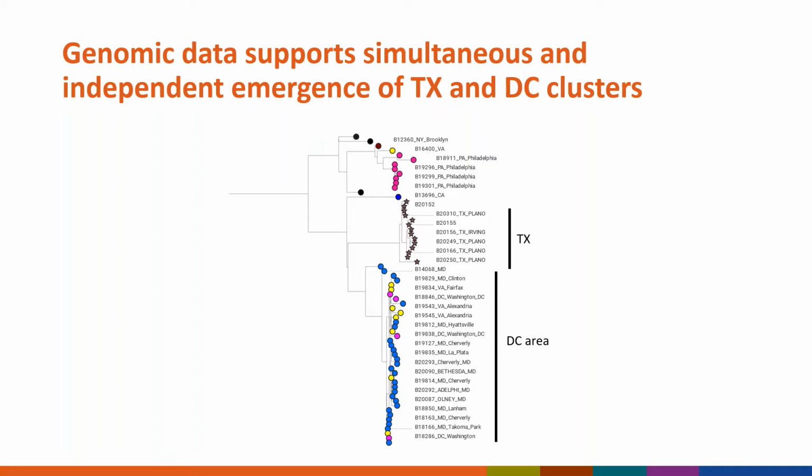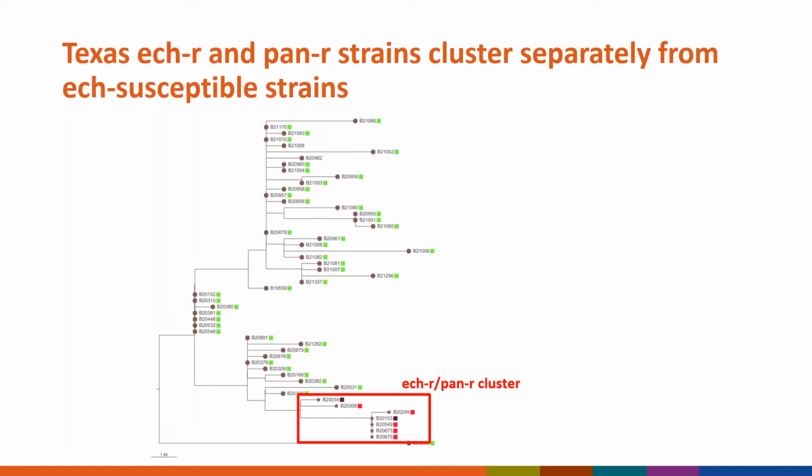And that's a question in itself, how that just kind of simultaneously appeared. And that's another thing to talk about with C. auris. But then also, when we zoomed into the Texas strains and looked at the layout of susceptible and resistant strains, you can see here in green, those are the susceptible ones. So they are responsive to echinocandins, and then the pan-resistant are in red below. And we saw a distinct cluster there. So this was, again, evidence supporting the idea that there was transmission of echinocandin and pan-resistant strains.